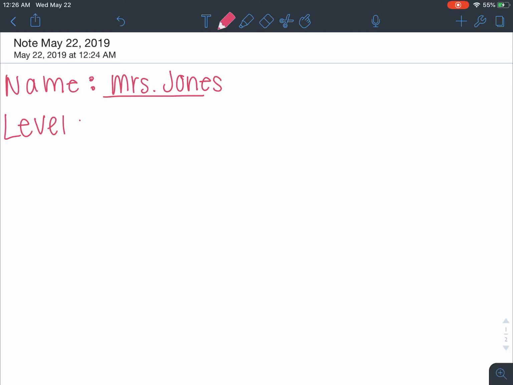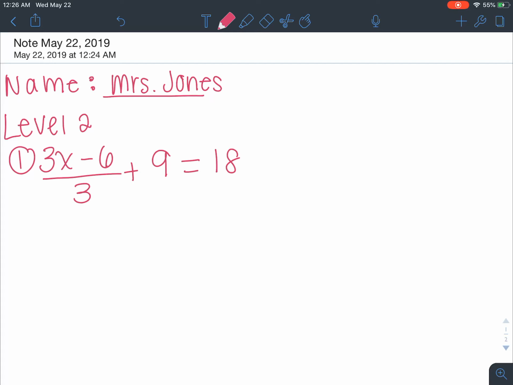So, I am going to start on level 2. So, you should have level 2. It's on the upper left-hand corner. Now, I'm going to put a number 1 here. You need to have a number 1. This needs to go in numerical order. And what you're going to do is you are going to write the equation out. It has a start. Okay? So, I'm going to write out the equation.